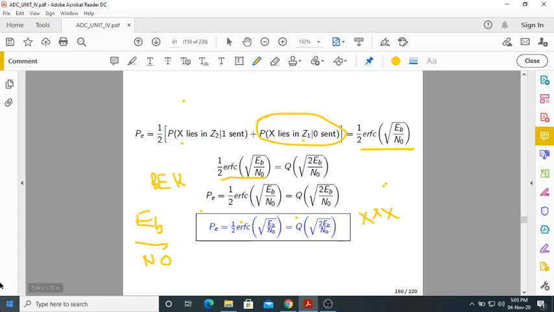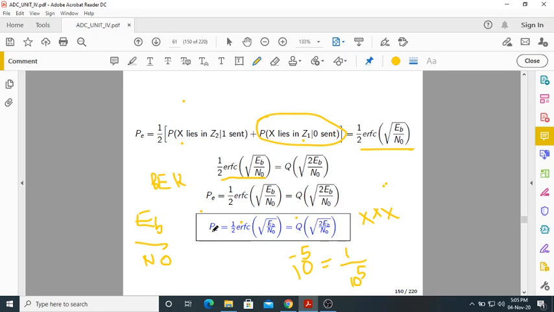What does it mean? The rate of errors in the bits. If I say the bit error rate is 10 power minus 5, what do you mean by that? 10 power minus 5 means 1 by 10 power 5. So if you transmit 10 power 5 number of bits, only one is wrong. Among 10 power 5 number of bits, only one is wrong. That's the meaning of having a bit error rate.